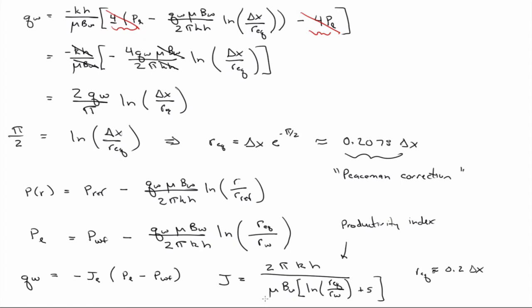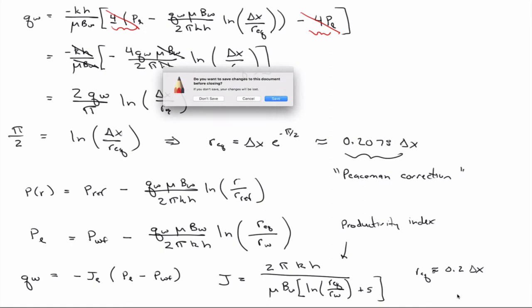And you know, this Peaceman correction is used in CMG, so it's used in most commercial reservoir simulators, and there may be little twists or variations on it. You can extend it to arbitrary grid block sizes, right? We made the assumption that all of them would be equal, but it's a pretty easy extension. So then, what do we do with it?